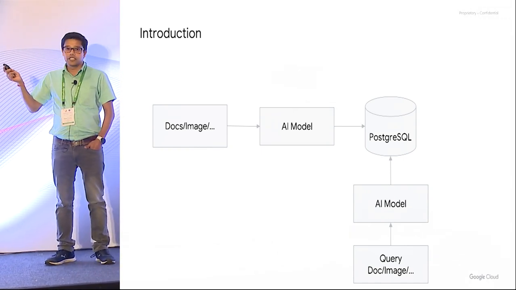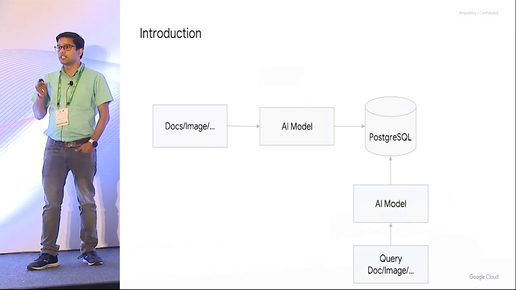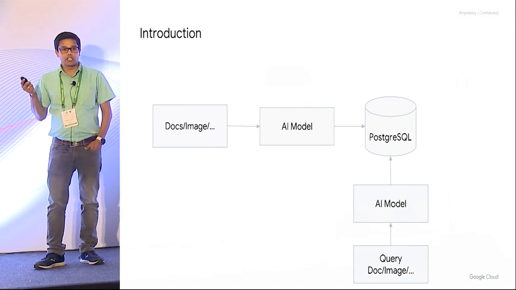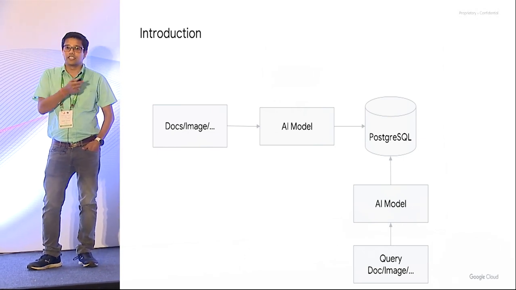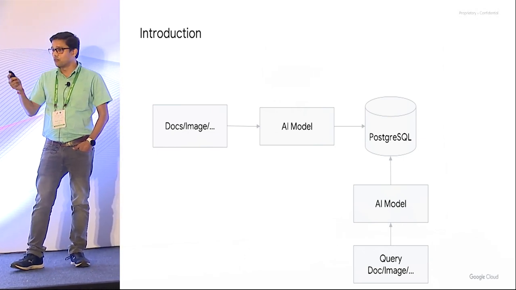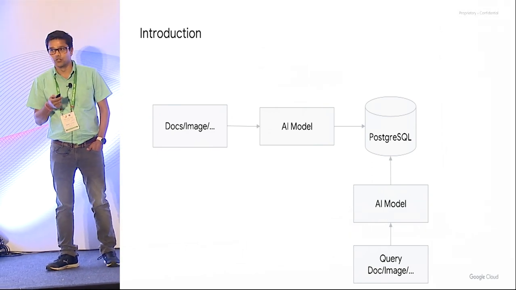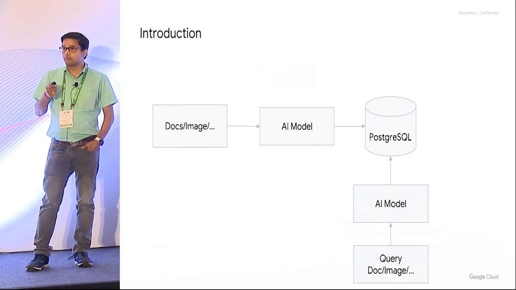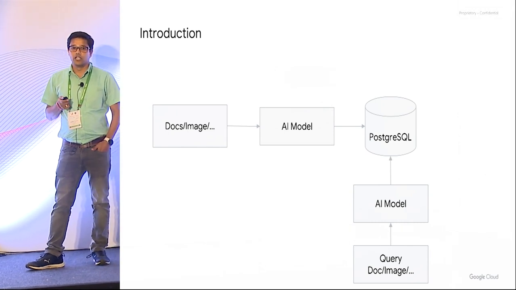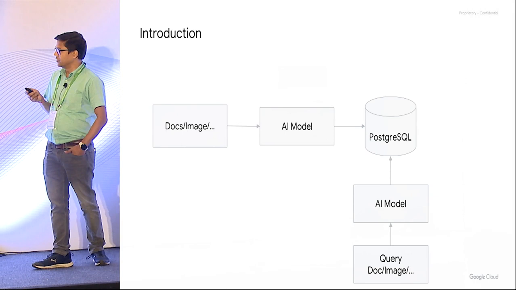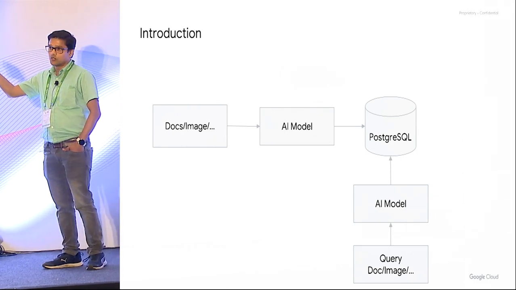And not just the embedding, along with that you can store other metadata. Let's say you're talking about fruit: along with the fruit you can store other things, like from which state or which country you are getting the fruit, or any other metadata. You can store that along with the embeddings while you are storing your AI-related data. So that's how it gets stored into PostgreSQL.